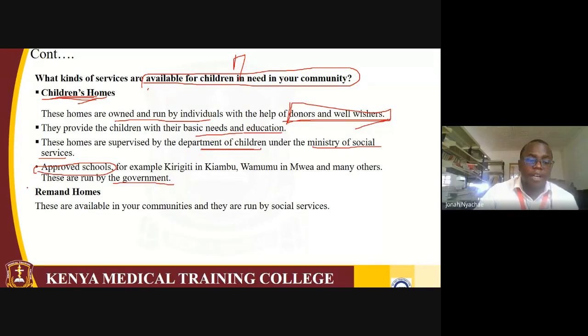We also have remand homes. These remand homes are for those children who could have committed atrocities or broken the laws of the land. They have been taken to court and then they can be sent to remand homes so that they can serve the period and their behavior can be corrected. These are available in the community and they are run by social services.